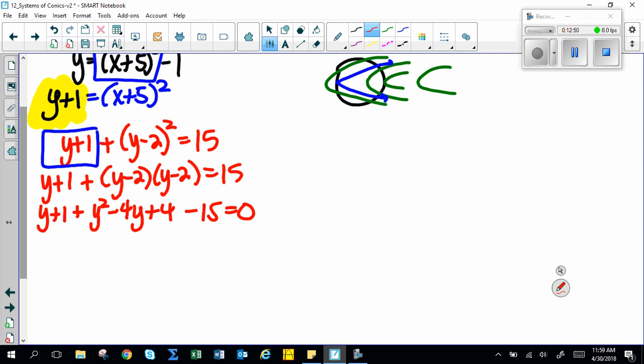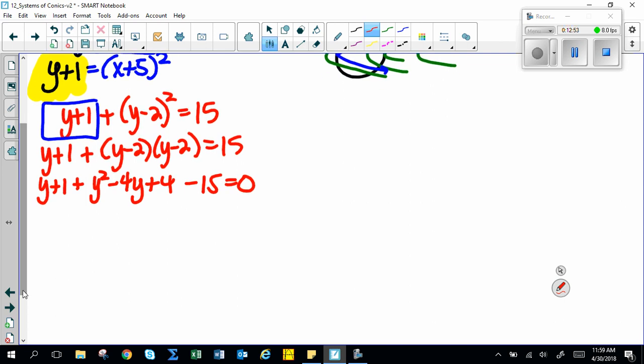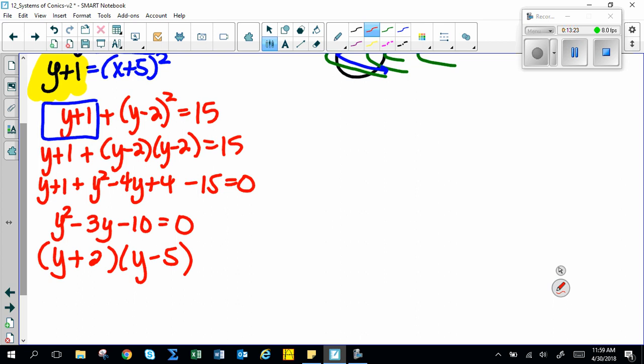And then I'm just going to make this nice and pretty so I can see if I can factor it. So I've got, God bless you, I've got a y squared, I have a minus 3y minus 10 equals 0. Let's double check that, make sure I didn't make any mistakes. I've got the 1y squared, y minus 4y is minus 3y, 1 plus 4 is 5, and 5 minus 15 is minus 10. Can I factor this? Yeah, what would my factors be? And positive 2. So I have y equals negative 2 and y equals positive 5.